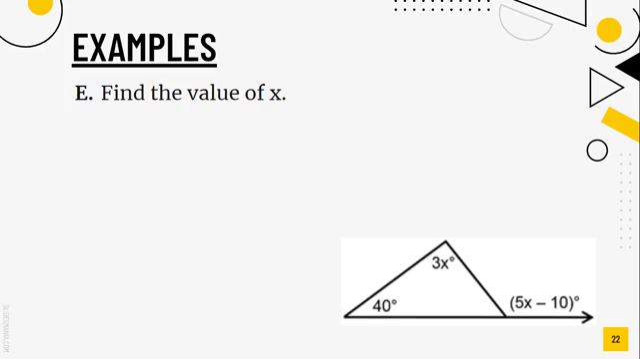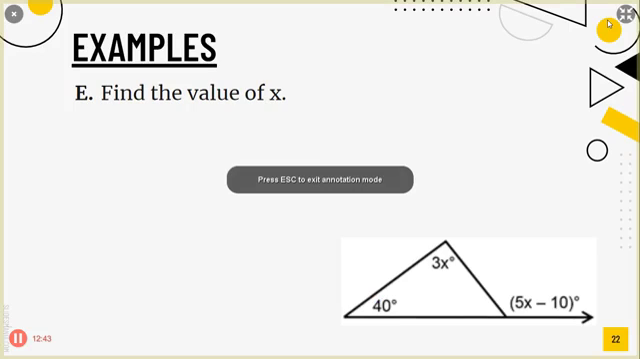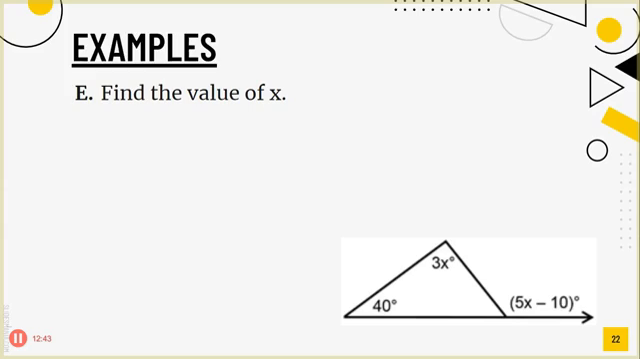Okay, again, example E says find the value of X. This is the exterior angles theorem because I gave you two interiors and one exterior. So remember, our exterior angles theorem says the two remote interior angles, which are 40 and 3X, if I add those together, I get the exterior angle, which in this case is 5X minus 10.